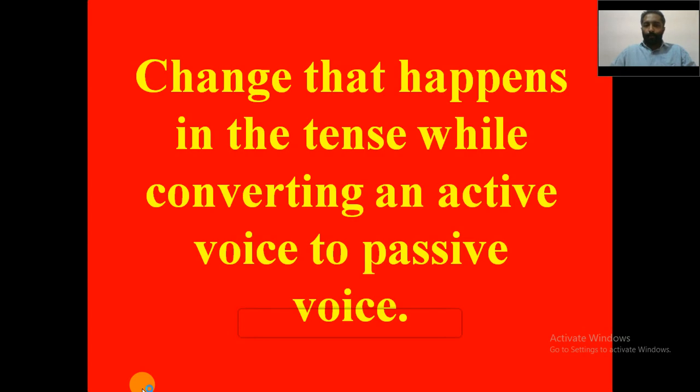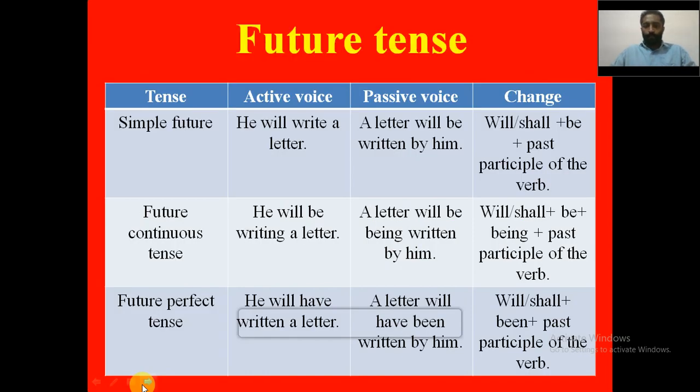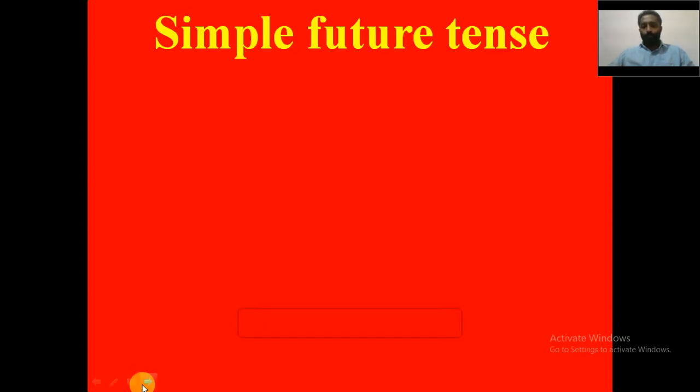The change that happens in the tense while converting an active voice into passive voice. So I have given the table for you. We will be dealing with the simple future, future continuous tense, and future perfect tense. And I'll explain to you how changes will happen in each of them. What are the changes that will happen in simple future, the changes that will take place in future continuous tense, and the changes that will take place in the future perfect tense. So let's begin with simple future tense.